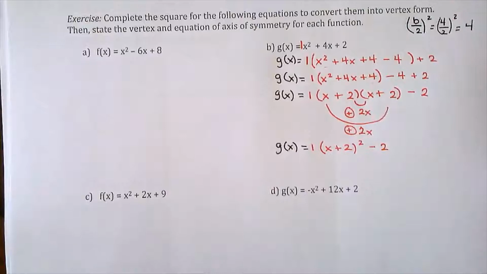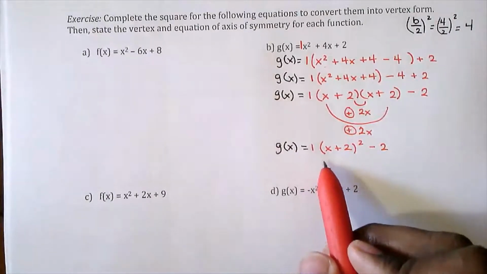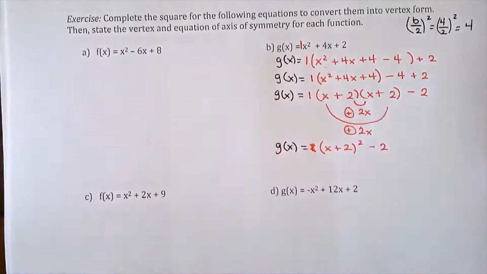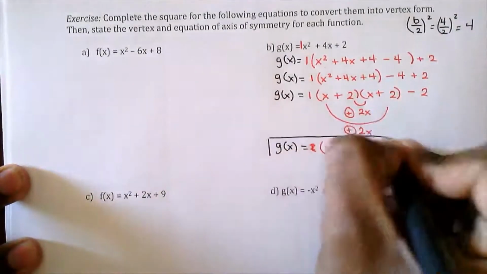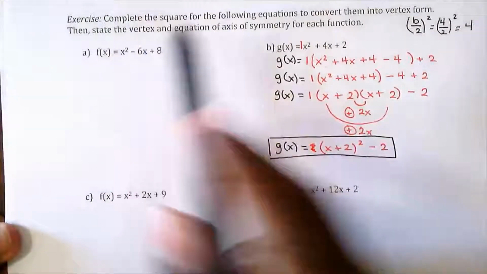Something to keep in mind, this kind of looks funky because we never really write a 1 in front of just brackets. So you can kind of cross it out. That means the exact same thing. You still have 1 of the x plus 2 squared. And this is your final answer. But we are not done the question because they also wanted us to state the vertex.